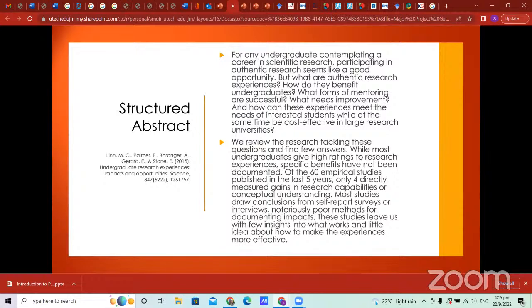would call them research questions, really good questions. And then in the second paragraph of the structured abstract, they tell us about 60 empirical studies. Since it's on the screen, can anybody tell me? Let me look and see if it's in the chat. Let me see what's in the chat, see if anybody has answered it. So what's in the chat right now is Benefits have not been documented. The benefits have not been what? Documented.